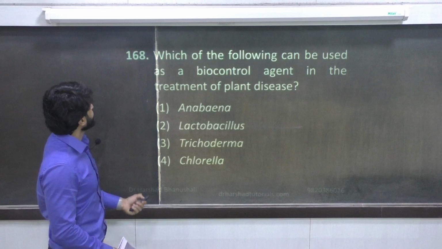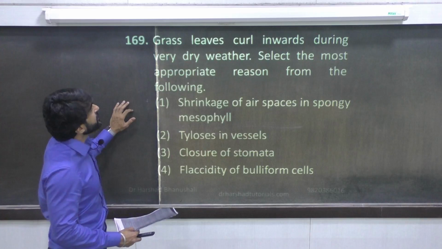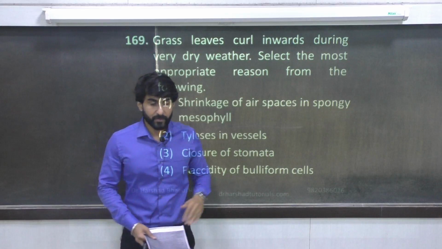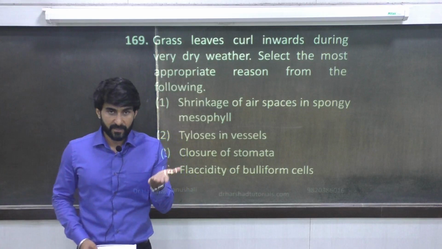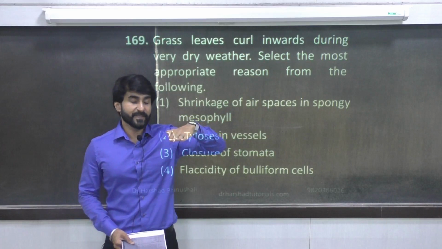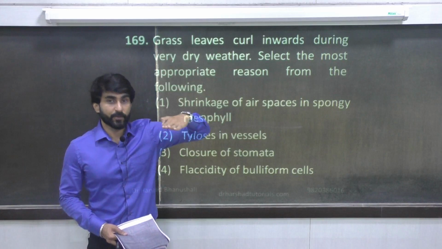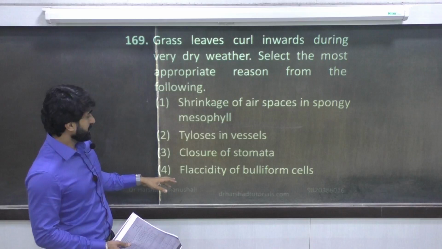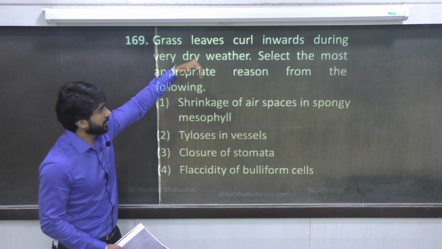Question number 169. Grass leaves curl inwards during very dry weather. Select the most appropriate reason from the following. Now, if you do your anatomy of plants chapter, when they have taught leaf structure, on the upper surface of the leaf in grasses there are cells called bulliform cells, which are turgid, so the leaf remains straight. When these cells lose water, they become flaccid and thus leaves curl. Leaves curl during dry weather because of bulliform cells becoming flaccid. So question number 169, grass leaves curling. Answer is flaccidity of the bulliform cells.